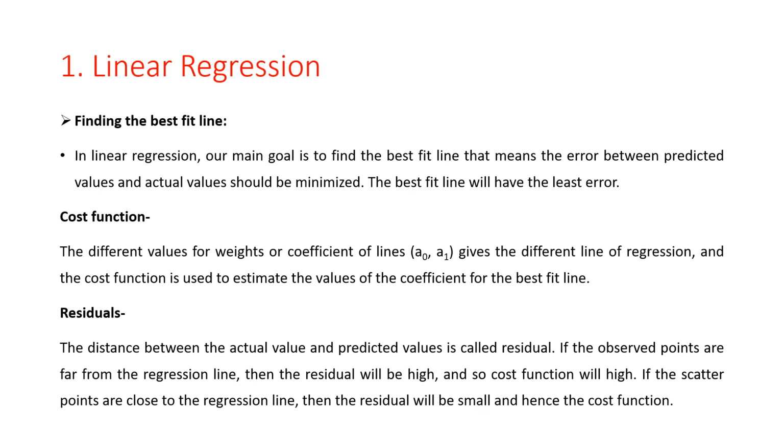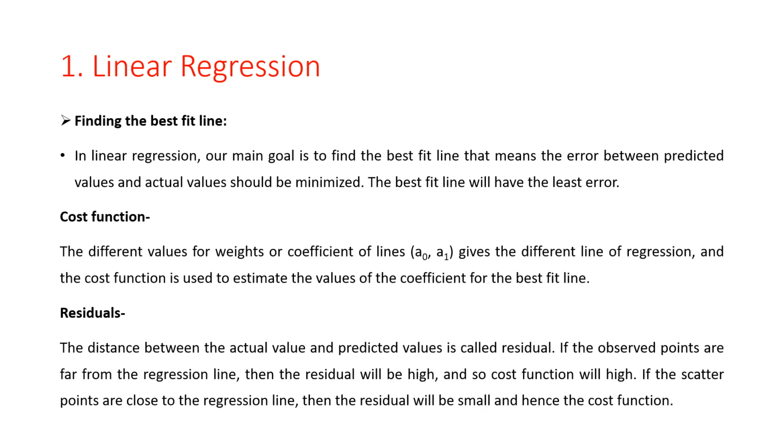The different values of weights or coefficients of the line, as I told you, A0 and A1, give a different line of regression. So we need to calculate the best values for A0 and A1 and find the best fit line based on them. To calculate this we use the cost function. By using the cost function we can find the values of A0 and A1, the coefficients of the line. So what is meant by cost function?